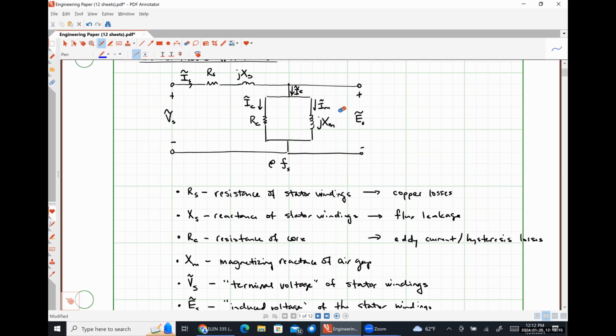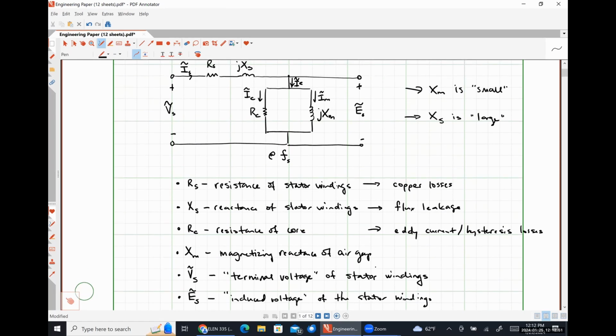So one consequence of that is that unlike what we saw in a transformer, the value for XM is usually small, and the value for XS is usually large in comparison to what we had in a transformer. So this is what our stator looks like. Now let's look at our rotor.